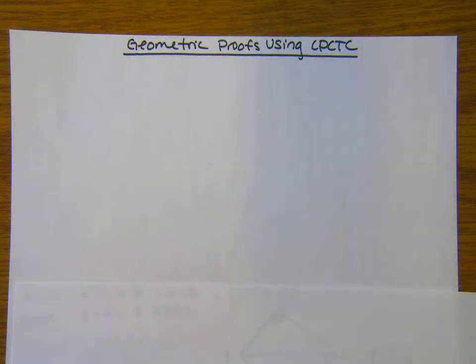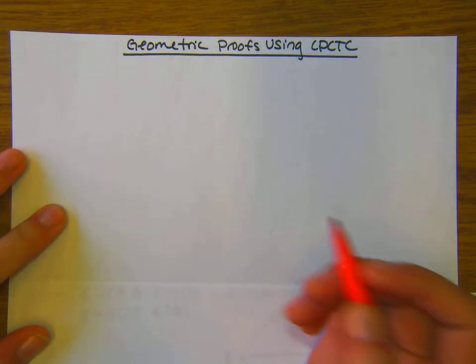Hey everyone, we're going to continue on with some more geometric proofs. So in the last video, we detailed using congruent triangles and proving that triangles are congruent using geometric proofs. Now we're going to go one step forward and use CPCTC to prove that parts of congruent triangles are congruent.